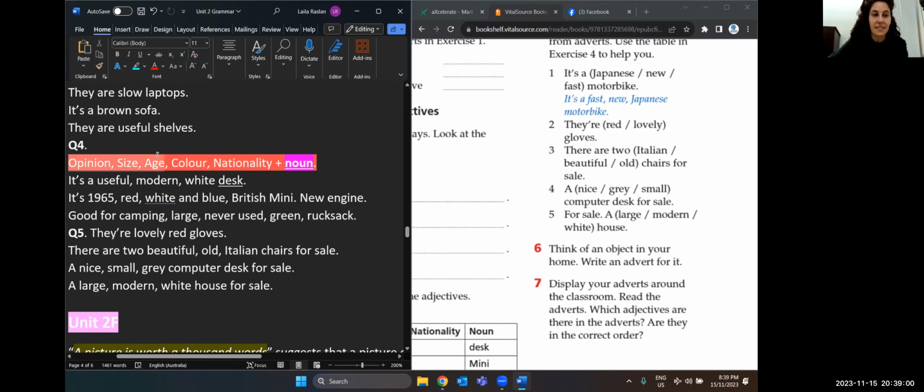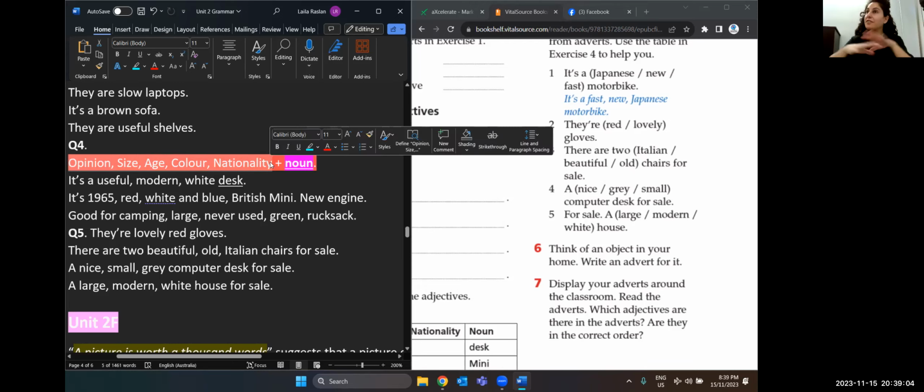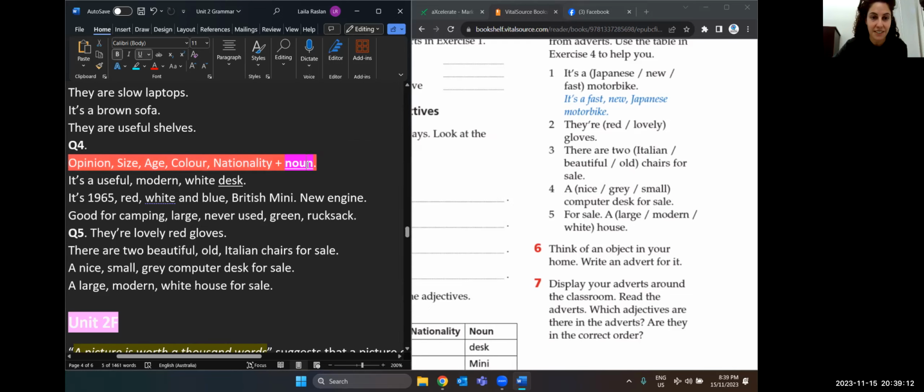Talk about the size, then the age, then the color, and the nationality. You don't have to talk about all of them, but try and keep to that order, it's very common. That's how we talk about an object or a noun.